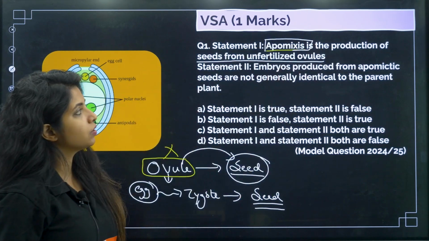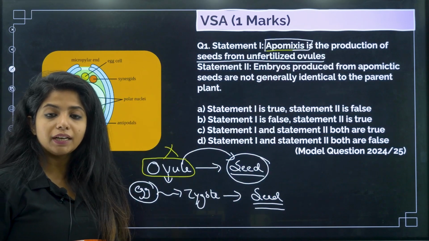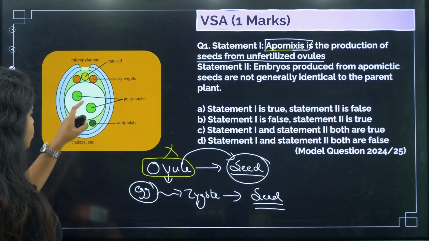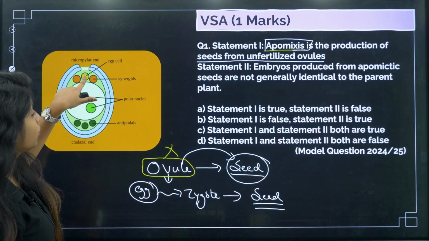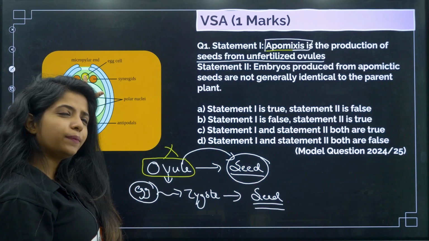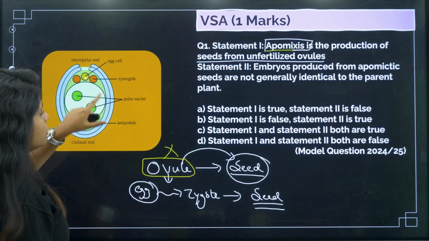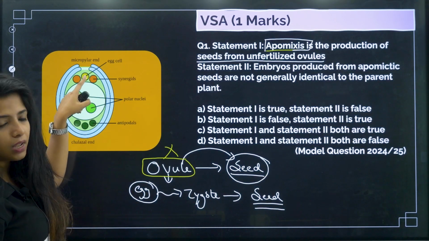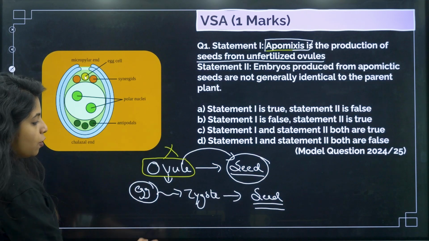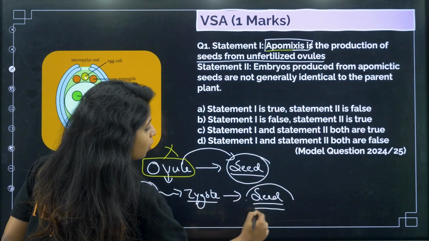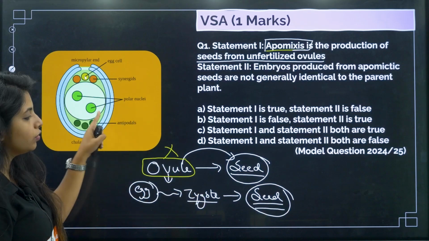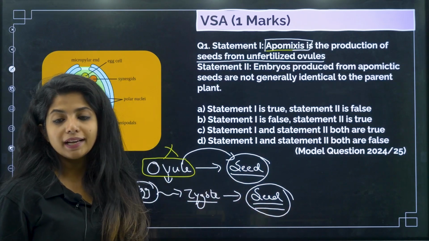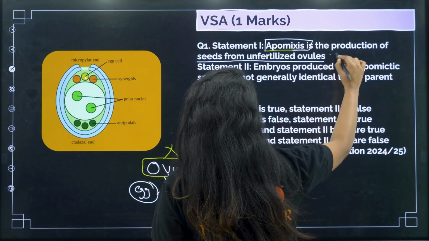So apomixis is the production of seeds from what? Unfertilized ovule. So over here, you have the egg cell waiting for the male gamete, not sperm cell, we say in the case of plants, we call it male gametes. But over here, without the male gamete coming and fusing, it forms the zygote and then it will form a seed as well. When it forms a zygote within the ovule, we will now call the ovule a seed. So yes, this is a true statement.